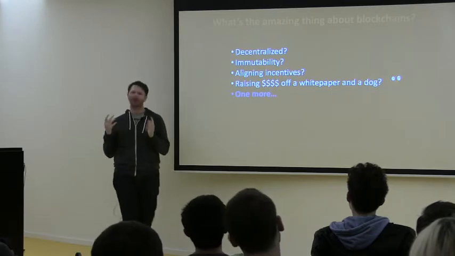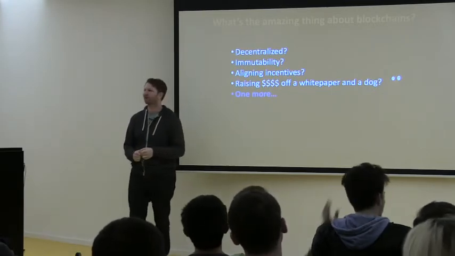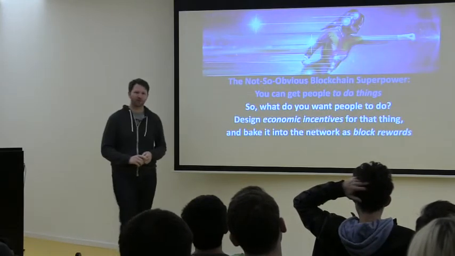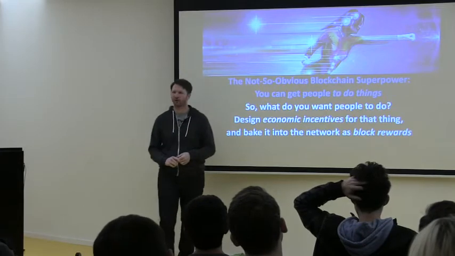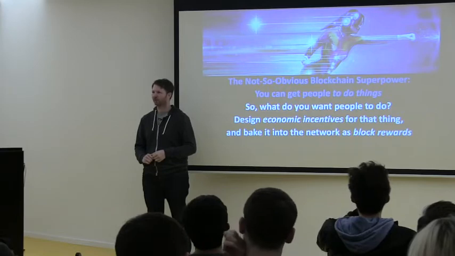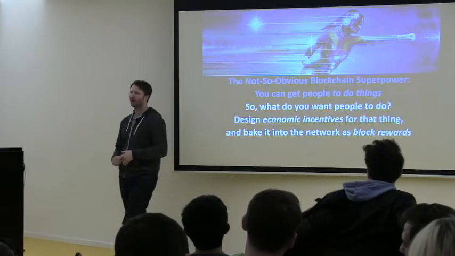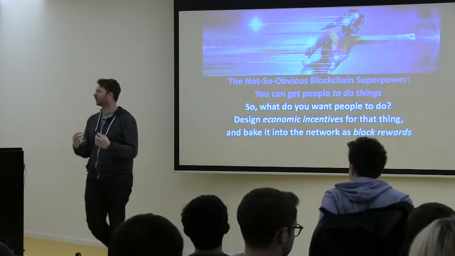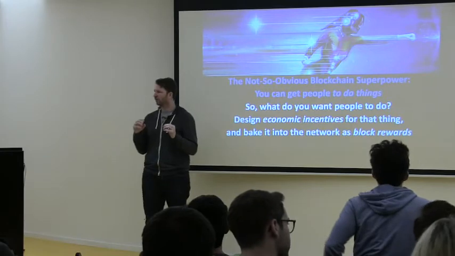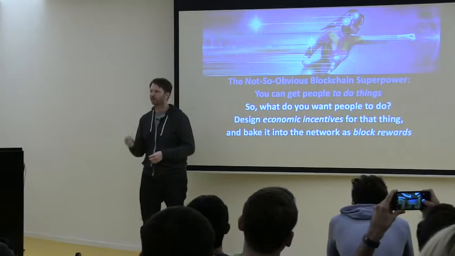Anyway, so basically, there's a lot of really cool things about blockchains, but there's one more that hardly anyone ever talks about. What is it? It's actually the not so obvious blockchain superpower. It's maybe the most powerful one of all. With blockchains, you can get people to do things, to do stuff, right? How might that look? Well, you have to come up with economic incentives and bake it into the network as block rewards. So once again, with blockchains, you can get people to do stuff. Let's look at what this means.